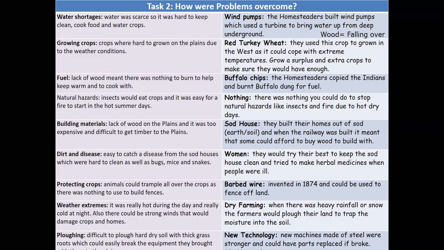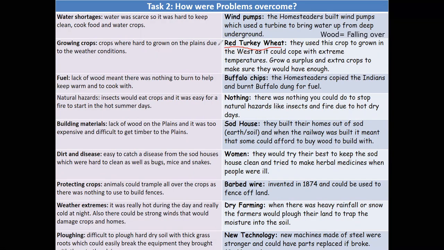Growing crops. Crops were hard to grow on the plains due to the weather conditions. Now this changed because of the migration in America. You had different groups that came over to America that brought different crops. The Russians brought red turkey wheat. This was a different type of crop that could be grown in the West because it could cope with extreme temperatures. They grew a surplus and extra crops to make sure they would have enough. So red turkey wheat was proven to grow successfully on the Great Plains.